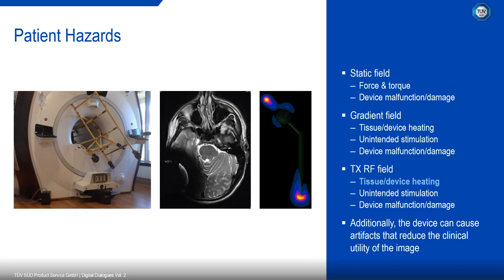The frequency of the RF field generated by the RF coil is tuned to 64 megahertz for 1.5 Tesla and tuned to 128 megahertz for 3 Tesla.